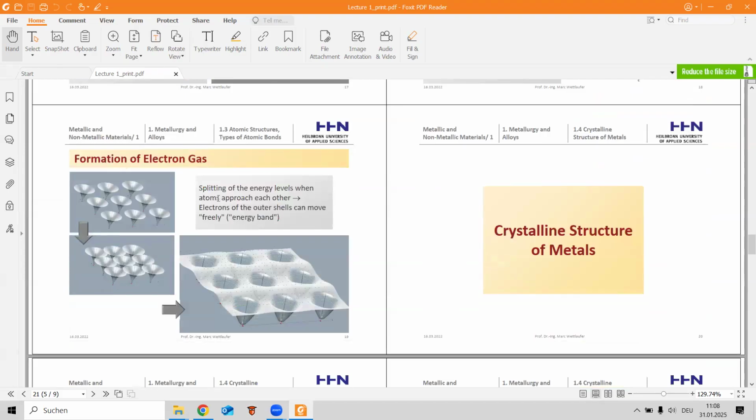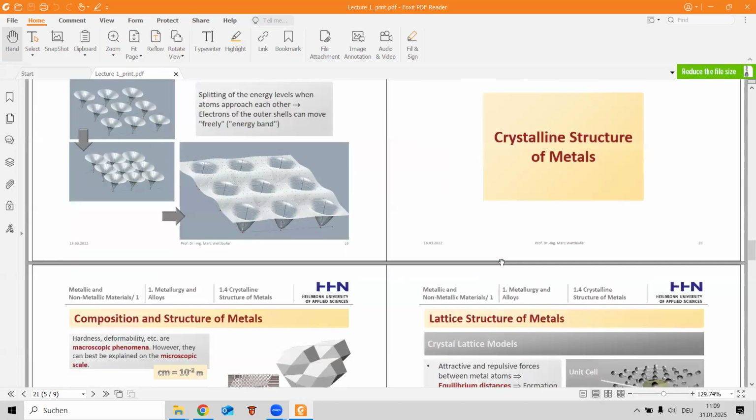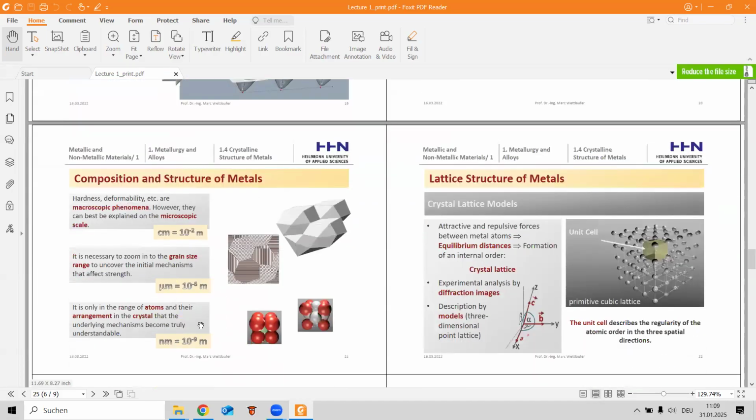Formation of electron gas: splitting of the energy levels when atoms approach each other. So it means the electrons in the outer shells can move freely. This is called the energy band. Crystalline structure of metals: composition and structure of metals.